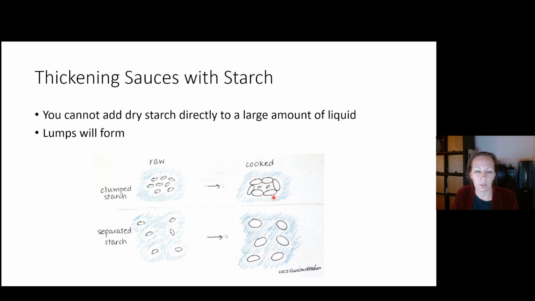They are stuck together. The granules on the outside of this clump are stuck together, so they're not dispersing into the liquid. And the ones on the inside, of course, are completely non-functional and not contributing to gelation at all.